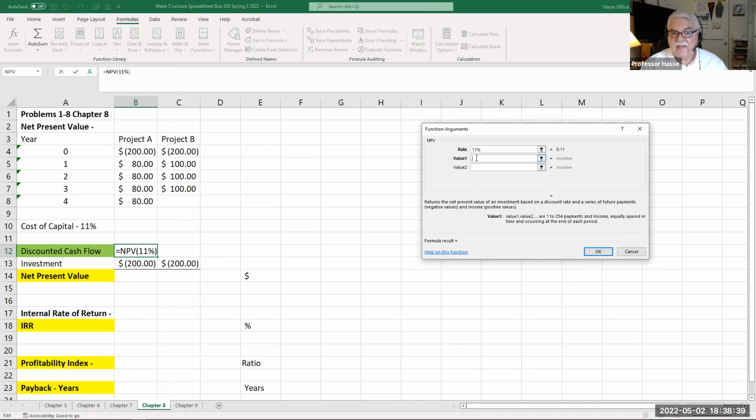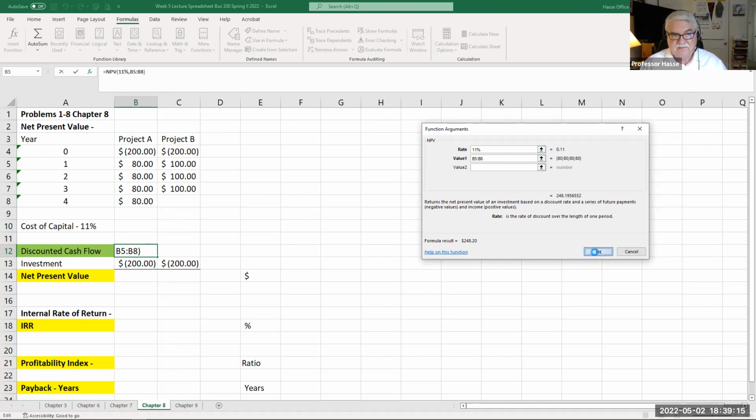Then we put in the cash flow values out into the future. And this is easy, especially if you have the spreadsheet set up properly. All you have to do is under value, go to year 1 and scroll down to year 4. And notice the value goes from B5 to B8. So now what this function and logarithm is going to do is take this flow of $320 received over the next 4 years and discount it back at 11% to today's present value.